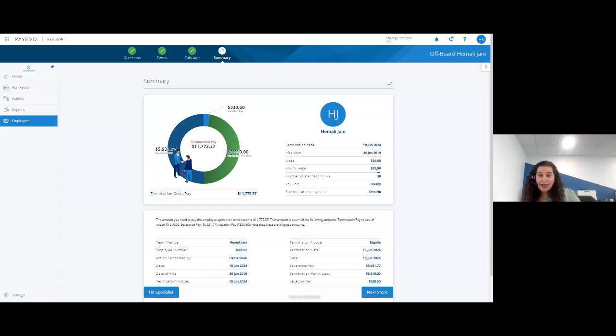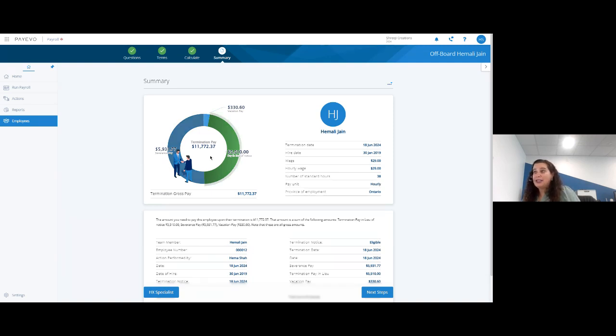Did we have any idea that I would owe this employee $11,000? Well, there is some pay in lieu and there is some severance pay in here that I might not have considered as a small business owner. This person was making $29 an hour and an average of 38 hours a week. And we might not think that we owe them that much, but because of this employee's length of employment, my global payroll in Ontario is putting in severance pay. I might not have ever known this if I hadn't run this tool.